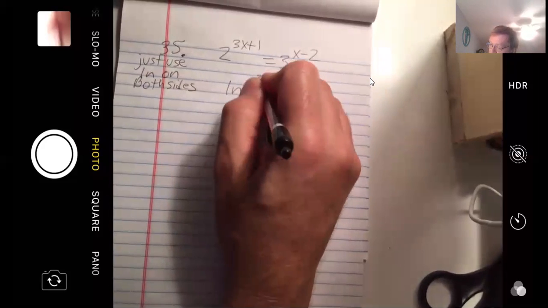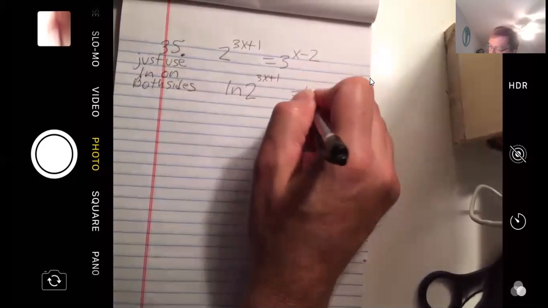You do it to this side. It doesn't match this, it doesn't cancel this side with log base 3. Just use ln on both sides. ln of 2 to the 3x plus 1, ln of 3 to the x minus 2, and that doesn't cancel either side. But it does allow you to stick those exponents in the front. Stick them in parentheses because they've got multiple pieces. ln of 3.